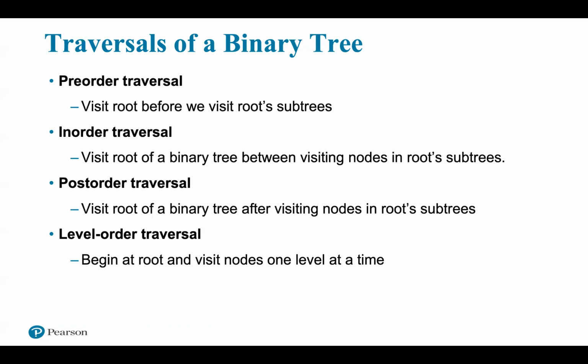A post-order traversal visits the root of a binary tree after visiting the nodes in the root's subtrees. In particular, it visits the nodes in the following order: visit all the nodes in the root's left subtree, visit all the nodes in the root's right subtree, visit the root. A level-order traversal, the last traversal we will consider, begins at the root and visits nodes one level at a time. Within a level, it visits nodes from left to right. Figure 24.12 numbers the nodes in a binary tree in the order in which a level-order traversal visits them.